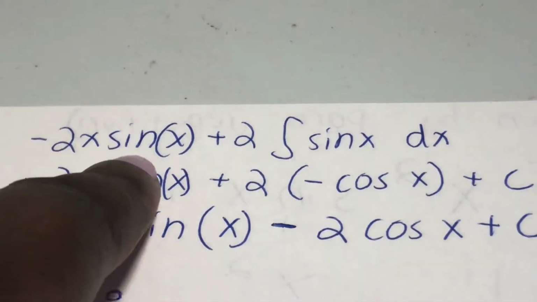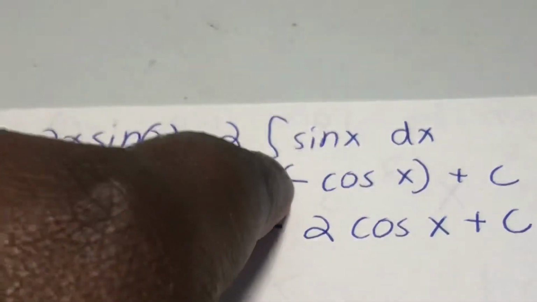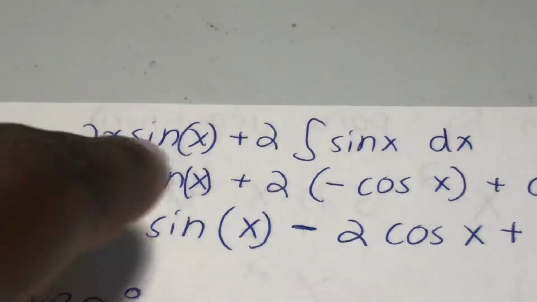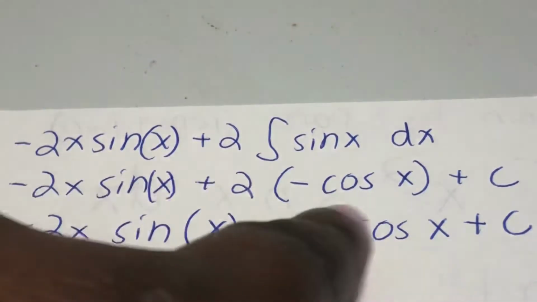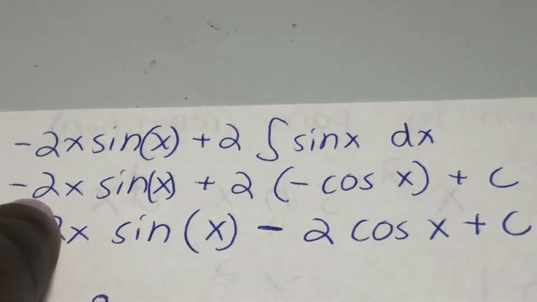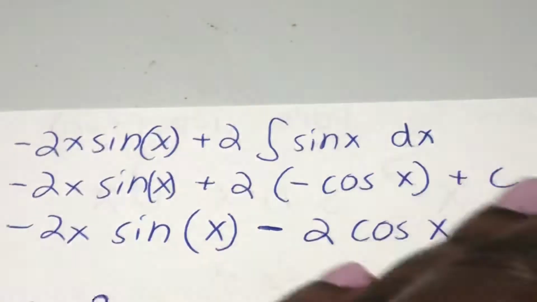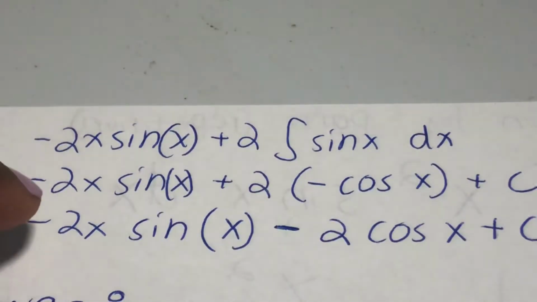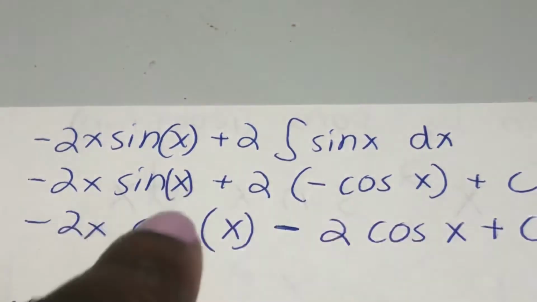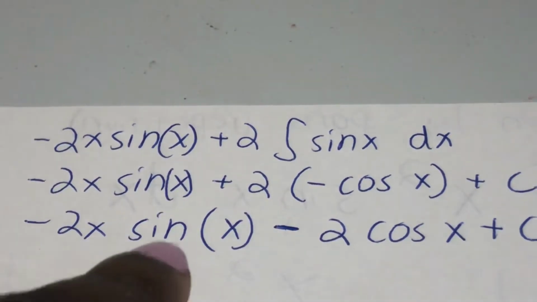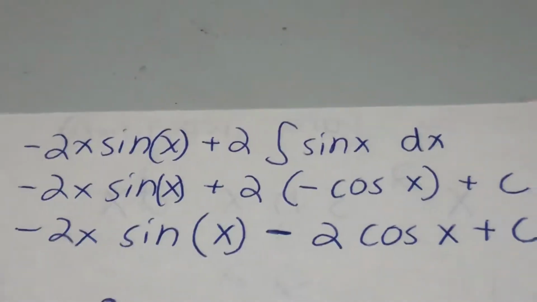that would be negative 2x times sine x plus 2 times the integral of sine x dx. And then the integral of sine x dx has a final, definitive answer. This is only one function. So now we can integrate this, no problem. So the answer to the second part of the integral that I was showing you would be negative 2x sine x plus 2 times negative cosine x plus c. And then you can just rearrange this to make it look pretty. I took the negative out, and then I got negative 2x sine x minus 2 cosine x plus c.